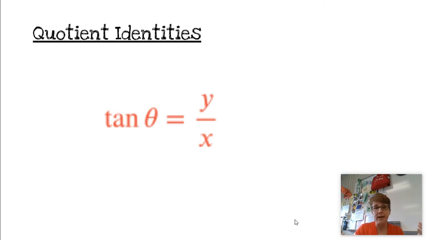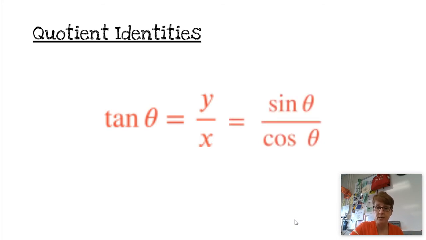But what else do we know about x and y, or y and x? Well, I know that y is the same as sine and x is the same as cosine. So I can make that substitution. So another way that we could refer to a tangent is to say it's sine over cosine, because that's just y over x. So this is a quotient identity. We're turning tangent into a quotient of sine and cos.